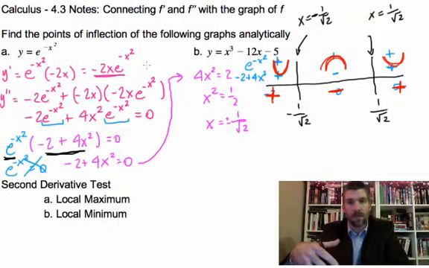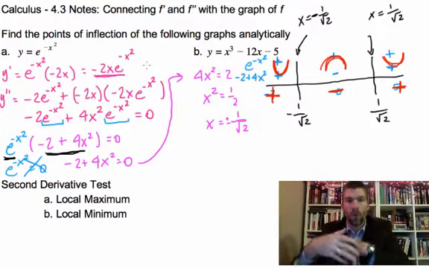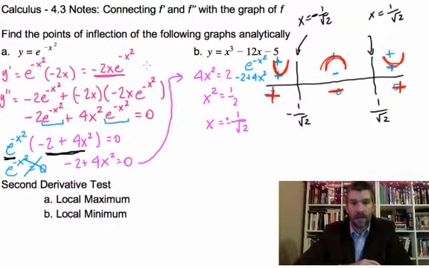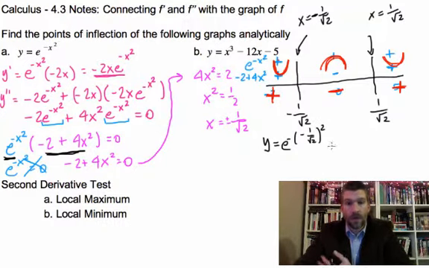And the reason I plug it into my original function is I want the point of inflection for my function y equals e to the negative x squared. And so to find that, I'm just going to go y equals e to the negative x squared. What is my x? Well, it's negative 1 over root 2. Okay? Well, what is that? 1 over the square root of 2 squared is 1/2, a negative 1/2. So my y value for this guy is e to the negative 1/2, and it's going to be the same thing over here.